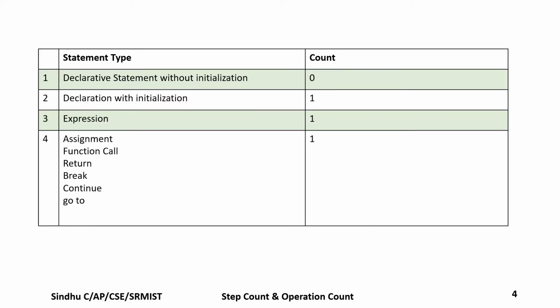So here we have the various statements and what step count can be given to that particular statement. If there is a declarative statement without any initialization, then the count to be given is 0. If there is a declaration statement with initialization, then the count to be given is 1. If there is an expression statement, then the count to be given is 1. Similarly, if there is an assignment statement, a function call, a return statement, a break statement, continue statement, or goto statement, then the count to be assigned is 1.